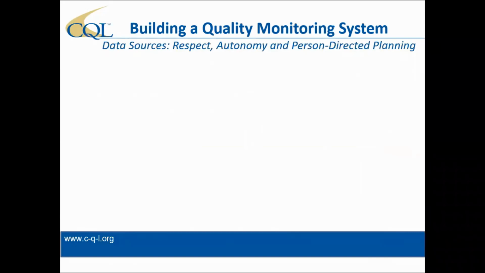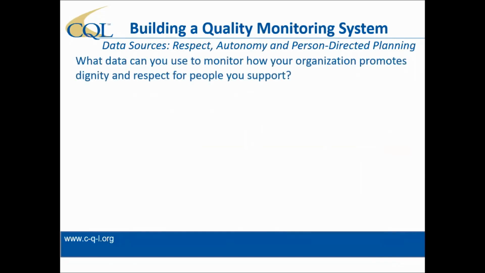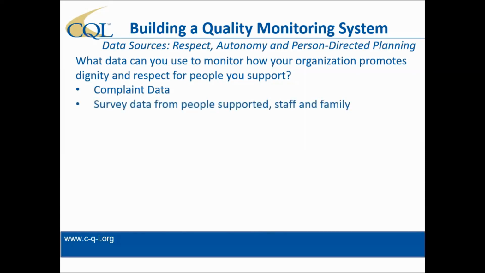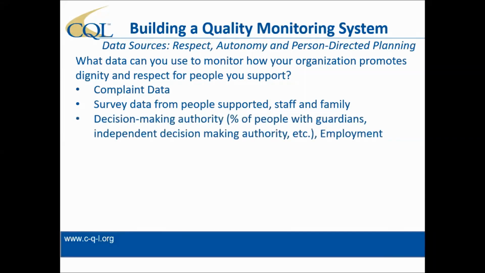Okay, so if we're looking at respect, autonomy, and person-directed planning, there's a lot of data that we could collect around this. We can look at complaint data. We can look again at survey data from people supported, staff, families, so we can target some specific survey questions to take a look at this area. We can look at decision-making authorities, so the number of people that have guardians, the number of people that have independent decision-making authority or some type of alternative form of decision-making support. We could look at our employment numbers.